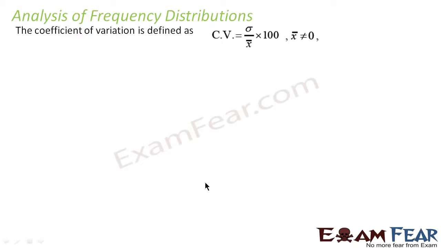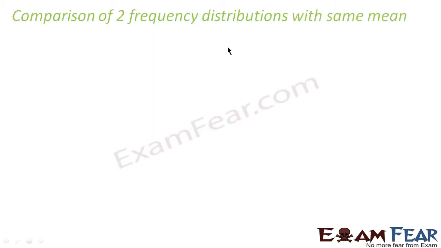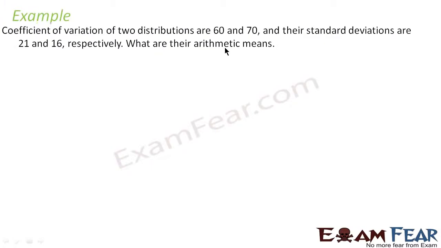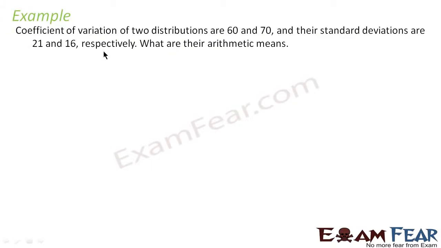Now let's talk about analysis of frequency distribution. The coefficient of variation is defined as CV equals standard deviation by mean into 100, where mean is not equal to 0. If you want to compare two frequency distributions, we can use it. Let's take an example. Coefficients of variation of two distributions are 60 and 70, and their standard deviations are 21 and 16. What is their arithmetic mean?